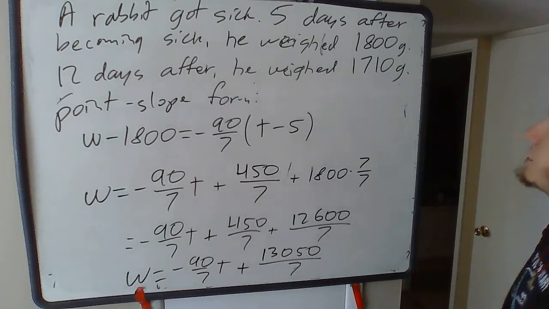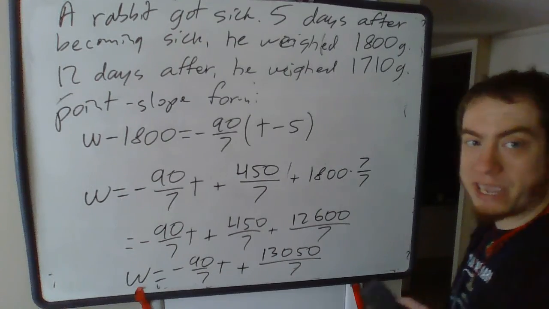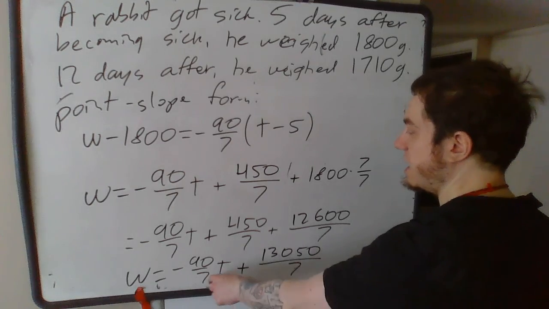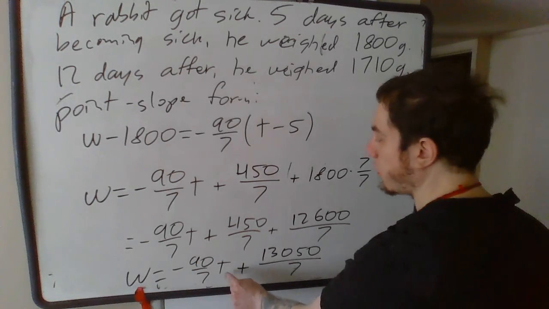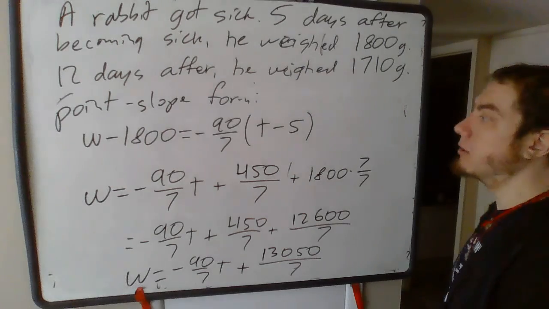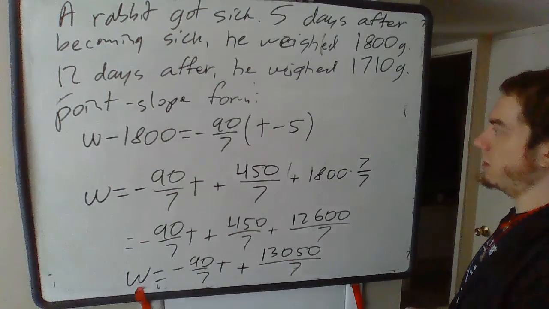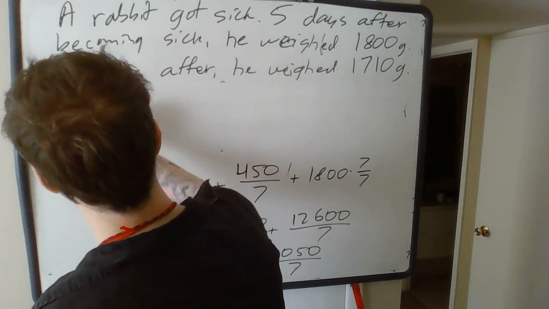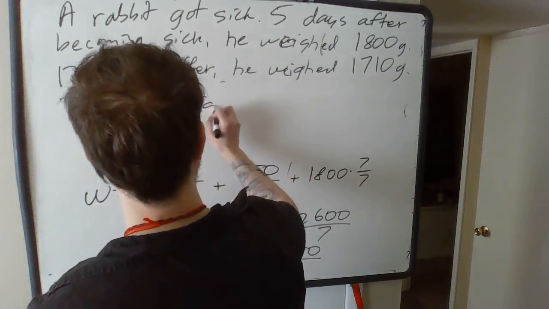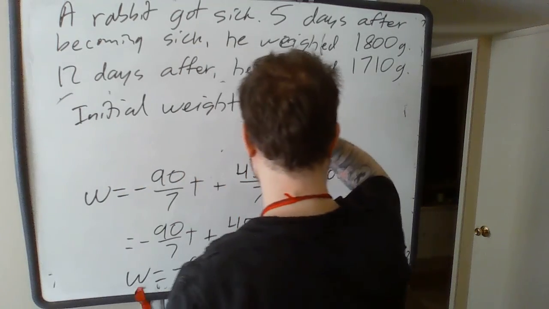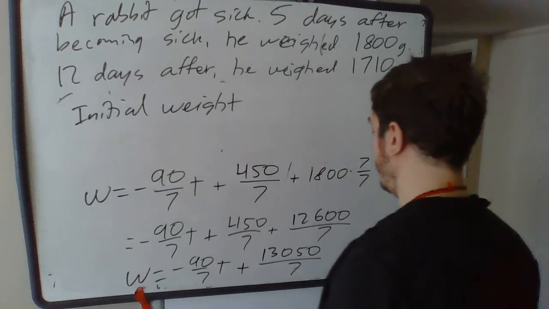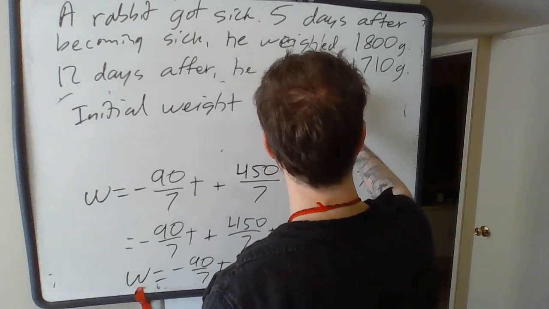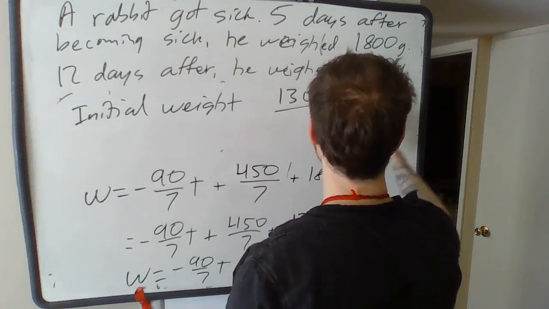And now, if we want to know what was the original weight, what was his weight when t equals 0, well, that's just going to be the W-intercept. In other words, what we get when we plug in t equals 0. So the initial weight here is going to be this 13,050 divided by 7 in grams.